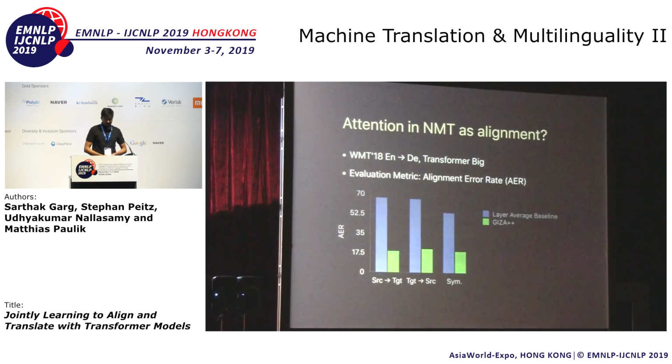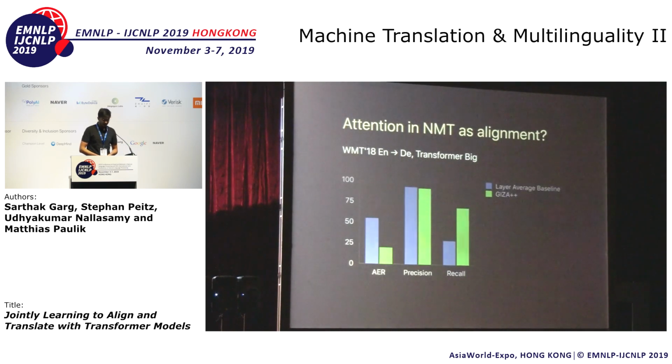We dig a little deeper into what's going on by evaluating the symmetrized case using different evaluation metrics. We look at AER, precision and recall. AER is a combined error metric that's a combination of precision and recall. And we make a very interesting observation: the layer average baseline actually produces very precise alignments. The alignments it produces are of as high quality as GIZA++. It's just that it predicts a very small number of alignment links. That's why the recall of this method is much lower than GIZA++.